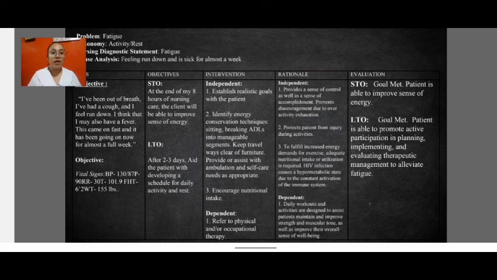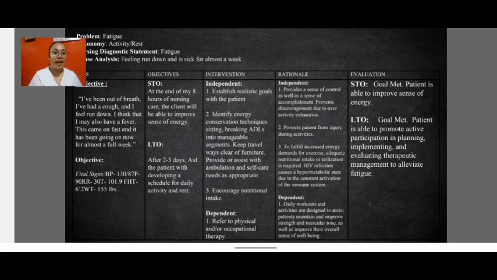Second is to identify energy conservation techniques such as sitting and breaking ADLs into manageable segments. Keep travel ways clear of furniture. Provide or assist with ambulation and self-care needs as appropriate. This will protect the patient from injury during the activities. Our third intervention is to encourage nutritional intake. This is to fulfill increased energy demands for exercise.